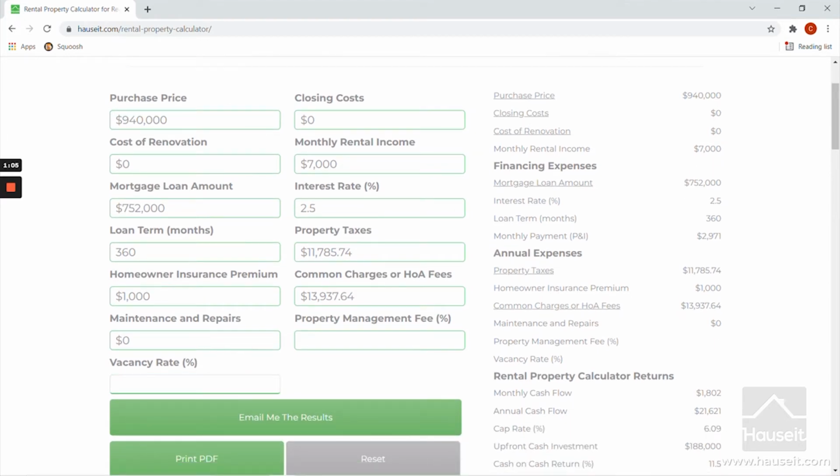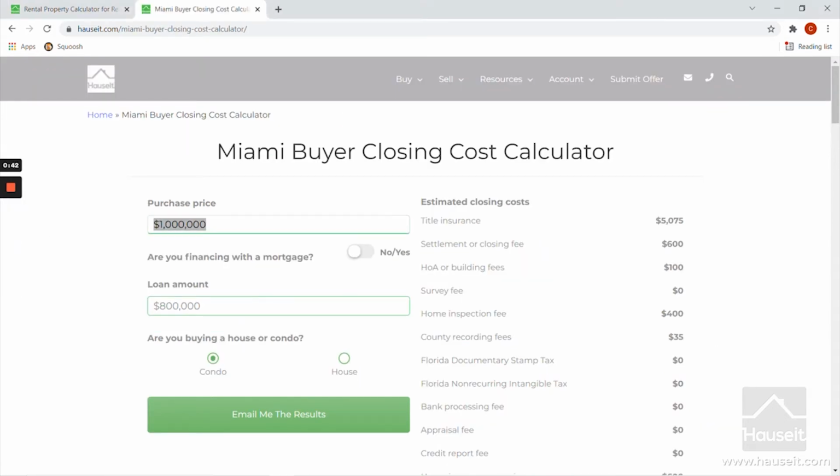It's in great condition. Miami is such a hot market with so low inventory that you can assume a 0% vacancy rate. You may have a higher vacancy depending on the market, but Miami and New York City real estate at the moment is extremely hot with almost no inventory. And let's assume that you manage the property yourself, so there's no external management fee. Let's use Hauseit's Miami buyer closing cost calculator to determine the amount of closing costs.